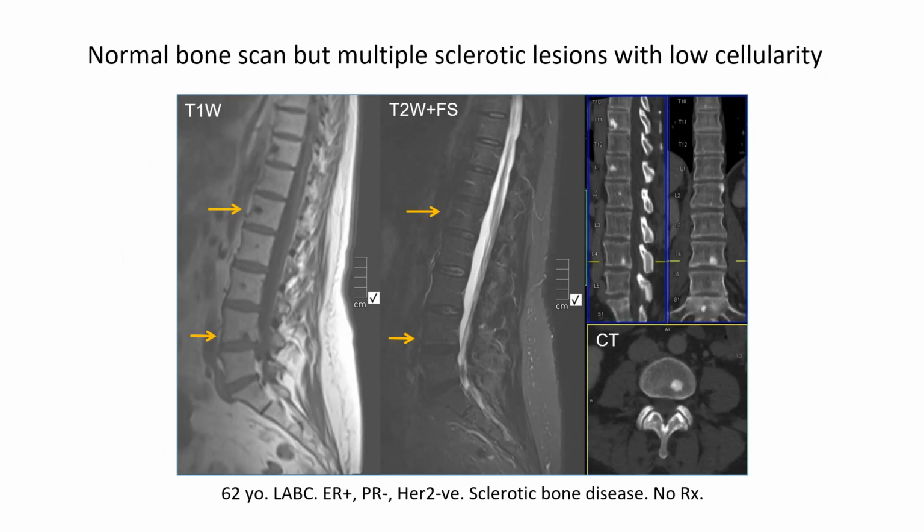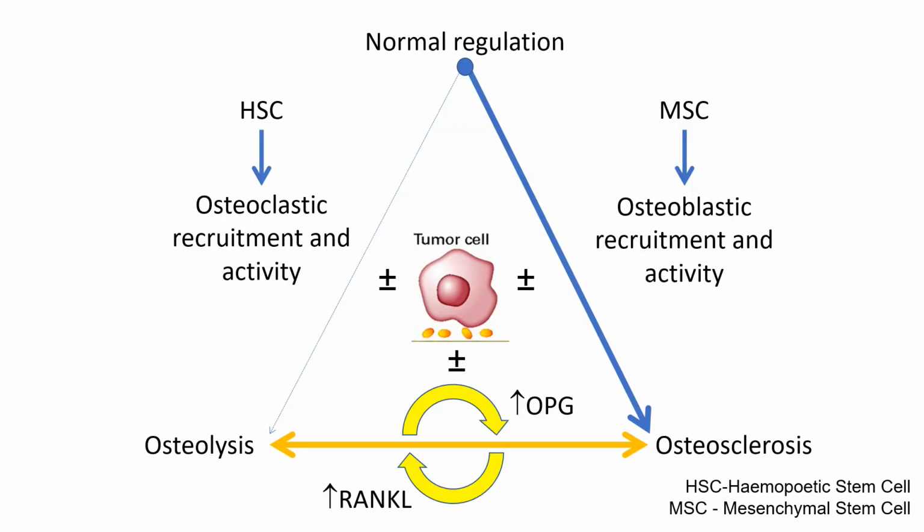But you can see that these lesions are visible on the T1 sequence, and when you do the reconstructions, you can see these densely sclerotic lesions with sharp margins. So in this particular instance, we're talking about the excessive activation of the osteoblasts, and that leads to these osteosclerotic lesions, but there's no detectable osteoclastic action visible.